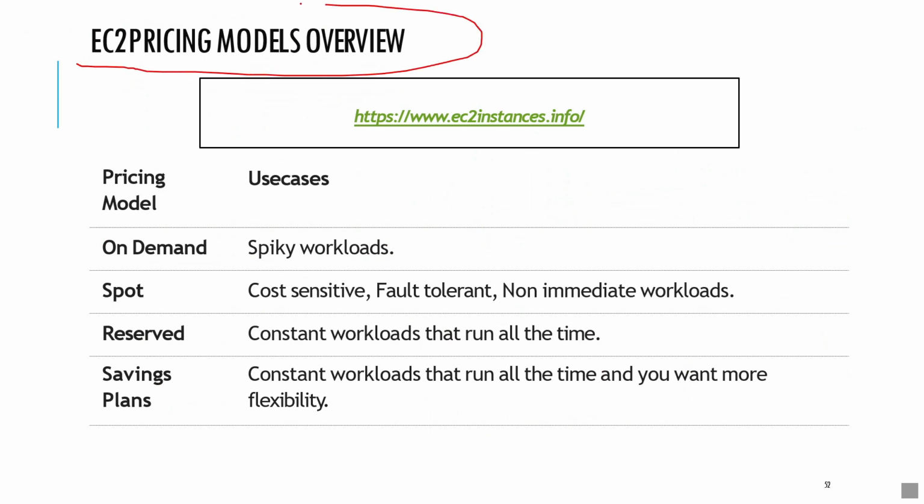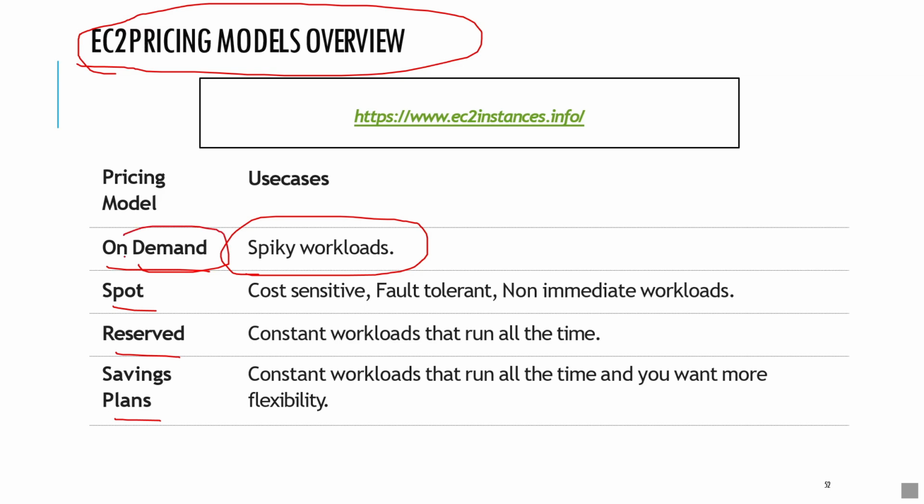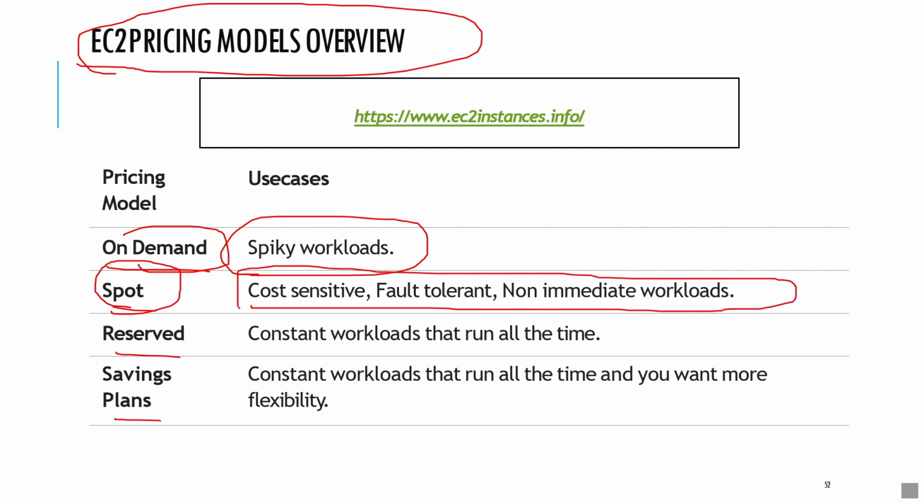So, the overview of our EC2 models: on-demand, spot, reserved, savings plan. If you have huge traffic, then you can go for on-demand. Then spot, if your web application does not have immediate workloads. Reserved, if you have constant workloads that run all the time. And in savings plans, you get flexibility when compared to the other three pricing models.